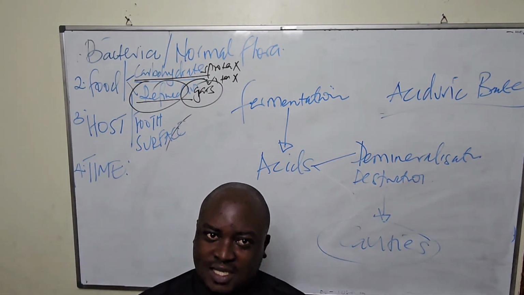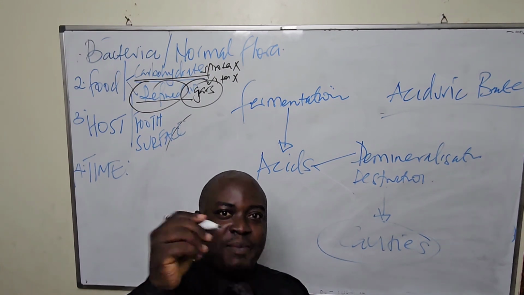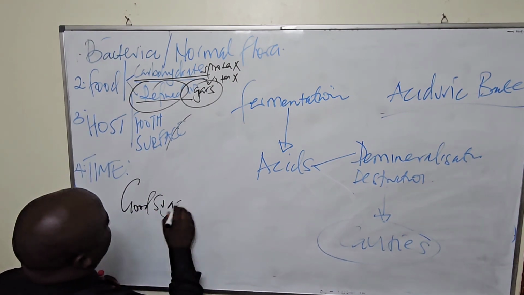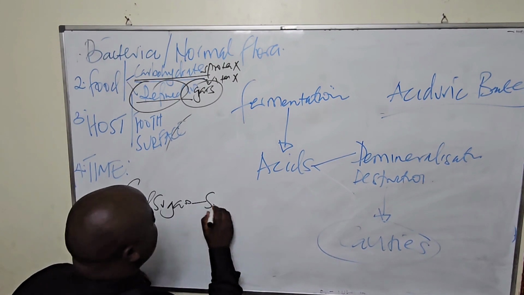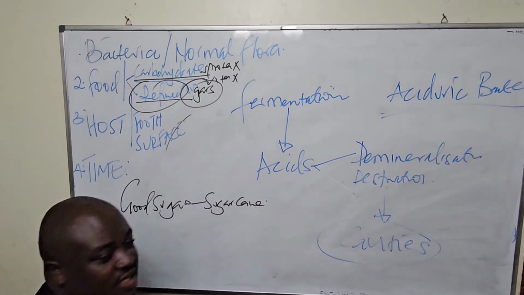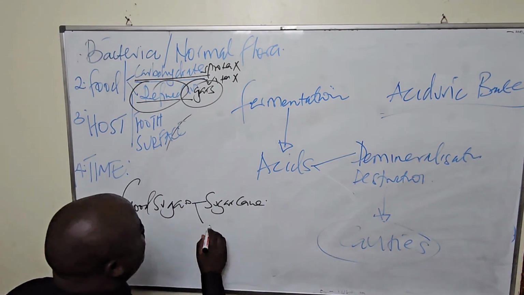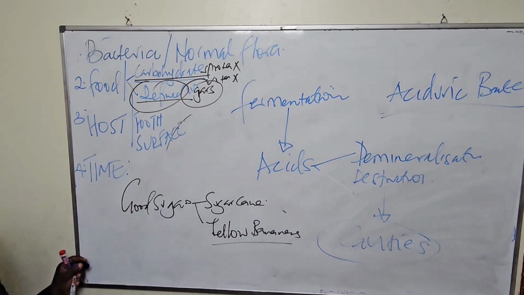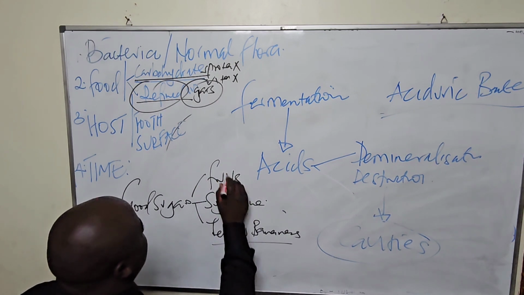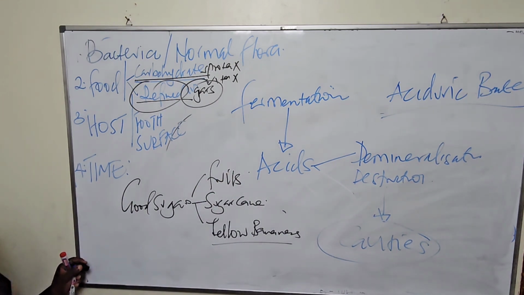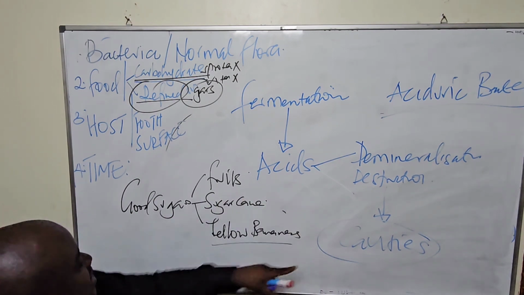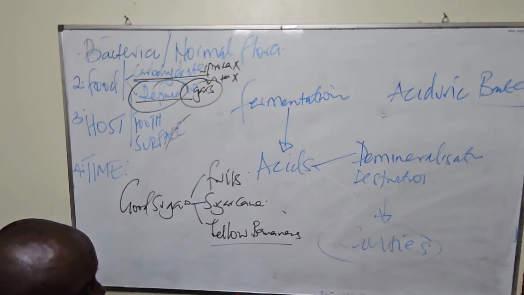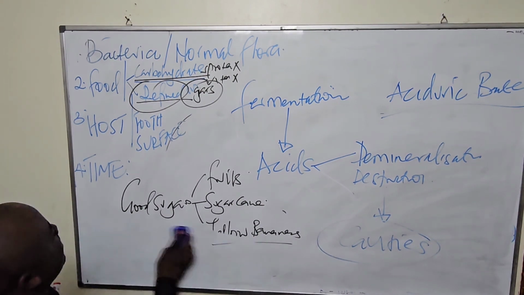We also emphasize the word refined, because when you say sugars, all sugars are not bad. The bad sugars are the sugars which are made. What do we mean? We have good sugars, for example, in sugarcane. Sugarcane has good sugars. In yellow bananas, we have good sugars. In fruits, we have good sugars. So it means that we can have sugars which are good for the body and which are not responsible for dental caries.